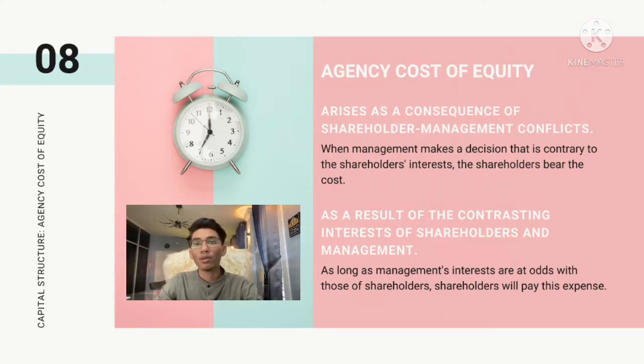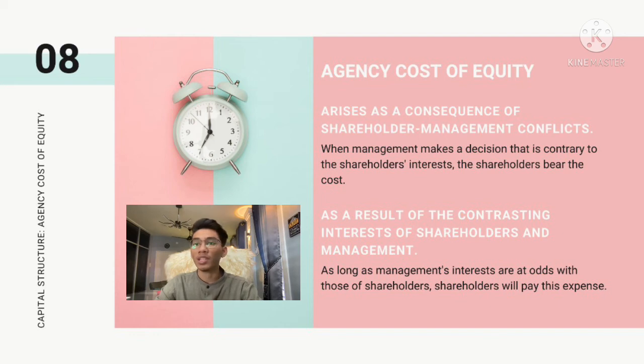Okay, now we will talk about agency cost of equity. The agency cost of equity arises as a consequence of shareholder-management conflicts. When management makes a decision that is contrary to the shareholders' interest, the shareholders bear the cost. Thus, the agency cost of equity is the cost of shareholders monitoring management's decision making. The agency cost of equity exists as a result of contrasting interests of shareholders and management.